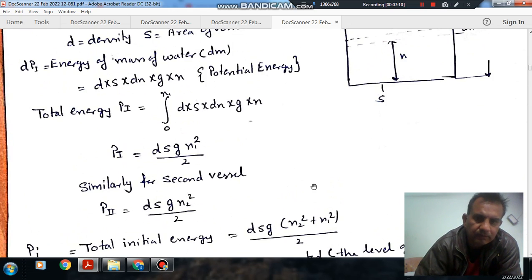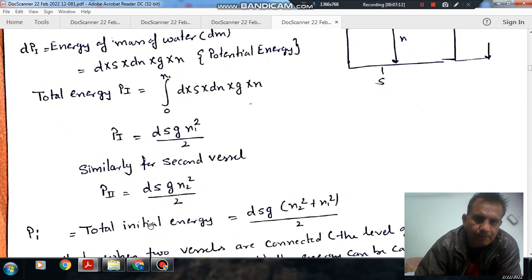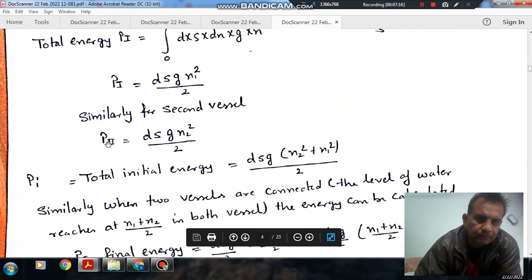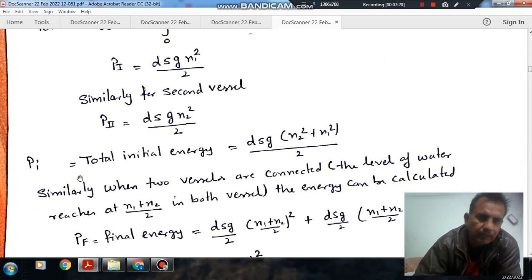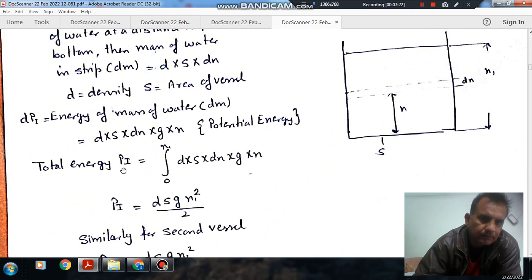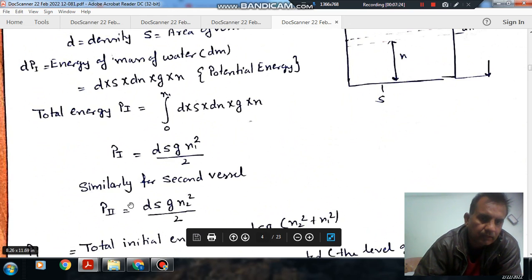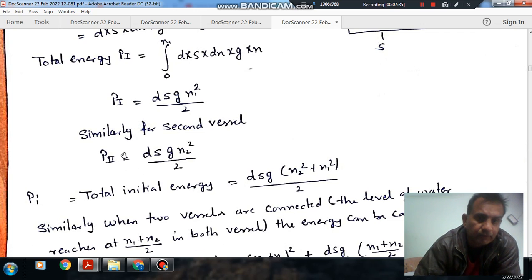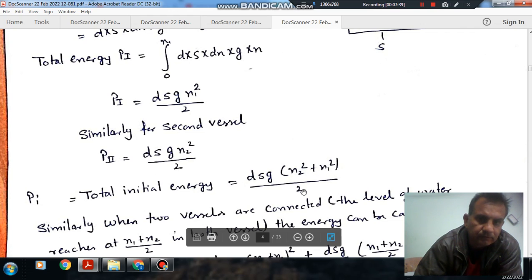Similarly for the second vessel, this is for the first vessel, and similarly for the second vessel, P2 is ρSg x2² by 2. This is your P1 and this is your P2, for the first and second vessel. So the total initial potential energy of the two vessels is ρSg (x2² + x1²) by 2.